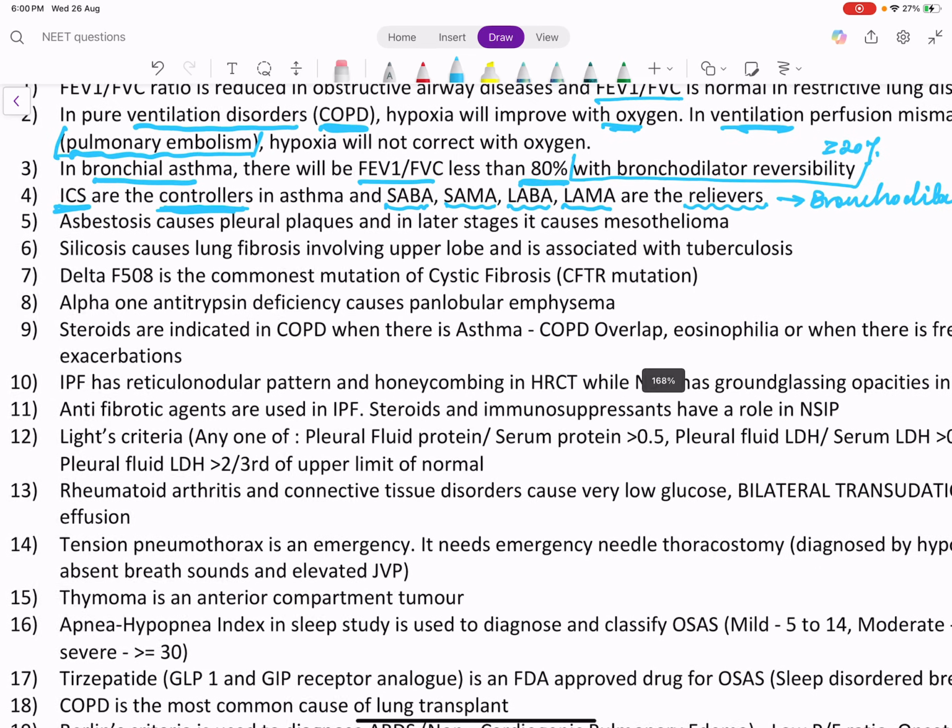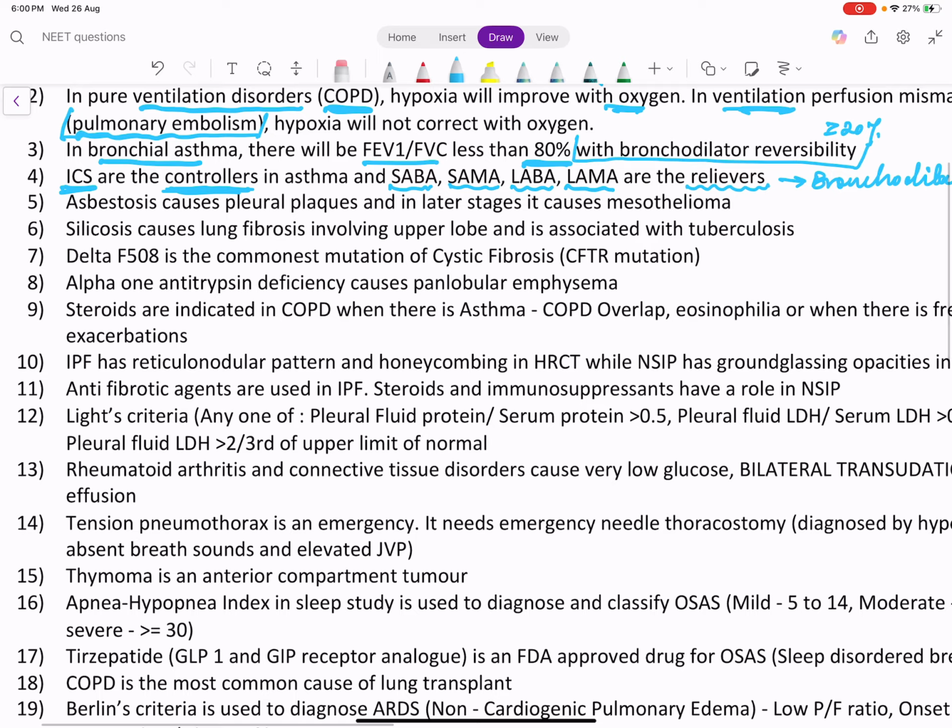Coming to occupational lung diseases, asbestosis is important because it affects the pleura. In the initial stages there will be pleural plaques. In a later stage there will be mesothelioma, which is a tumor of the spindle-shaped cells of the pleural cavity. Silicosis usually affects miners, construction workers, etc. It causes lung fibrosis of the upper lobe. Lung fibrosis of the upper lobe is typical for tuberculosis. Silicosis mimics TB, and it is also associated with tuberculosis.